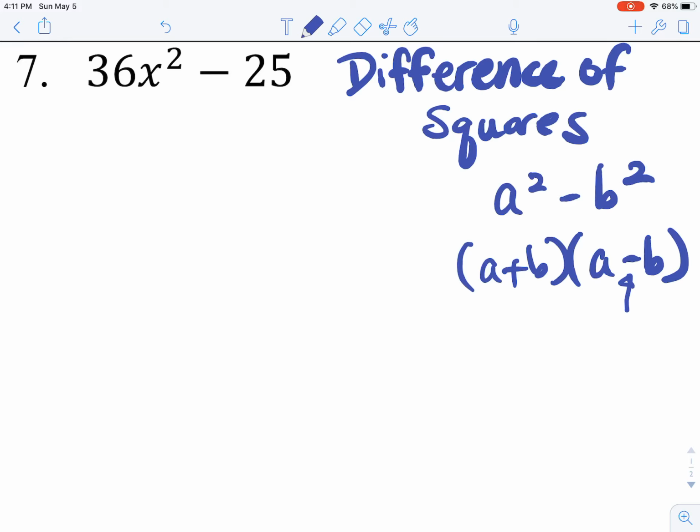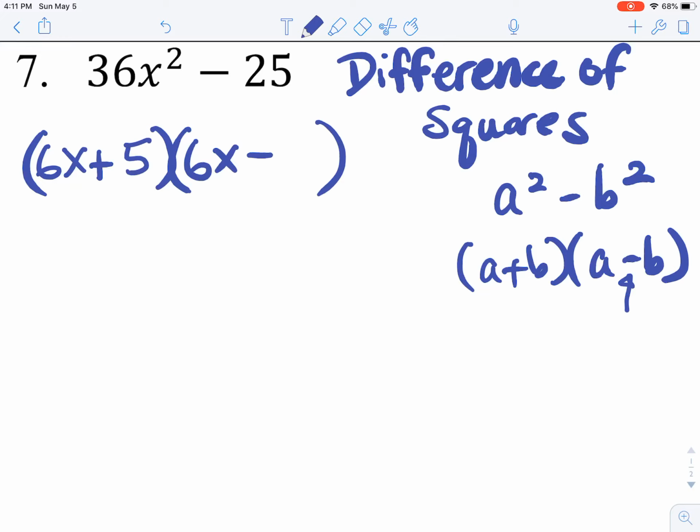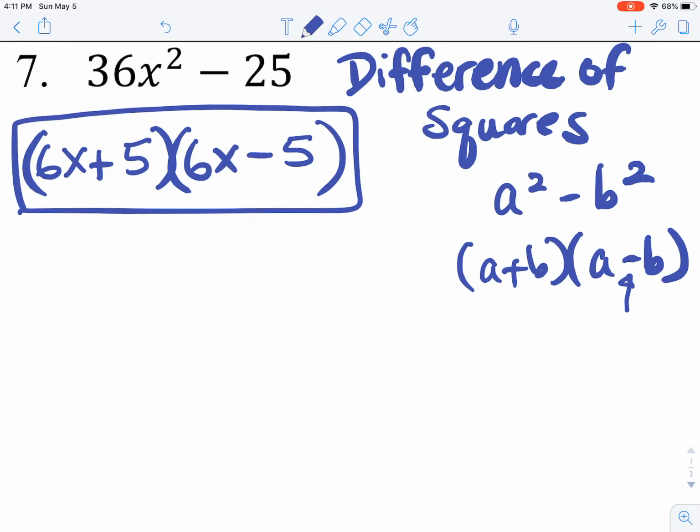So let's take a look at 36x squared minus 25. If I go right to my parentheses, I'm going to put a plus in one and a minus in the other. The square root of 36 is 6. The square root of x squared is x. And the square root of 25 is 5. And I have successfully factored this difference of squares problem.